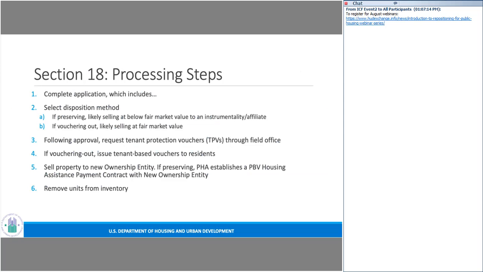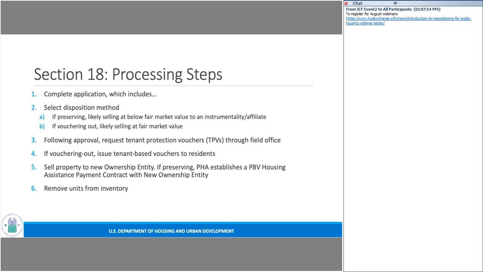Next slide. So just real quickly, in terms of the processing steps for this, you would complete the application, and if you go online at hud.gov/SAC, you'll see there's a spot that says this is what our application looks like. You need to fill that out, and more than likely, you're going to have to tell us what your disposition or demolition method will be. For demolition, the justification almost always is going to be obsolescence, and it could be obsolescence due to location, but that's moot in this case. In the 50 and under, all you need to do is tell us how you're going to be disposing of the property. If you're going to be preserving it, then you want to do it at probably below fair market value to an instrumentality or an affiliate, or if you're going to voucher it out, sell it at fair market value.